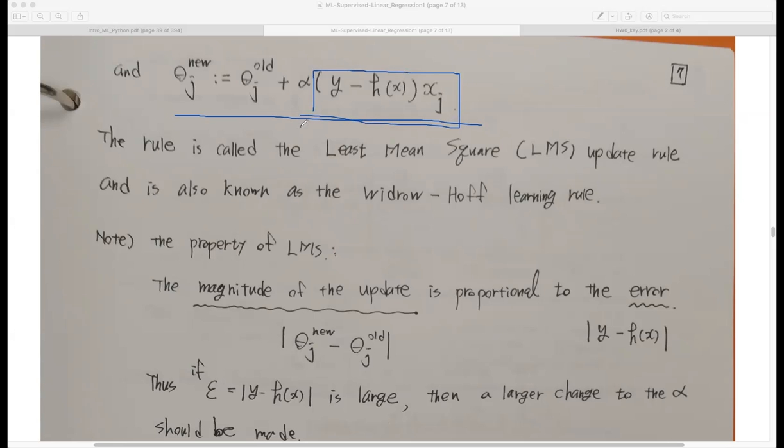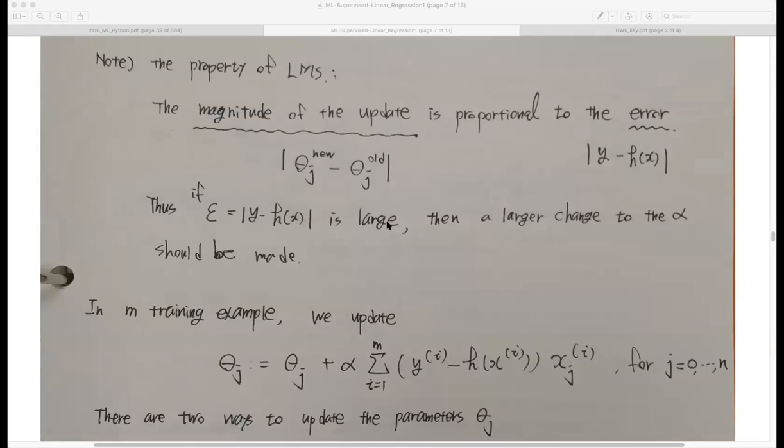Okay, that is called the least mean square method, least mean square update, also known as the Widrow-Hoff learning rule. So now, using the gradient descent algorithm, we can find the optimal theta. And then we plug that optimal theta obtained by the gradient descent algorithm into the hypothesis.